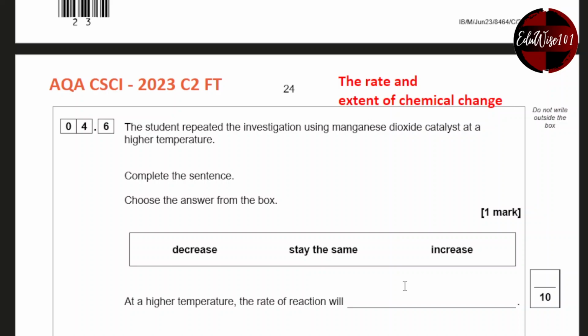The student repeated the investigation using manganese dioxide catalyst at a higher temperature. Complete the sentence, choose the answer from the box. At a higher temperature, the rate of reaction will increase. Remember, there are a couple of things that will increase the rate of reaction. One of them is temperature. That brings us to the end of question number 4, and I will see you in question number 5.